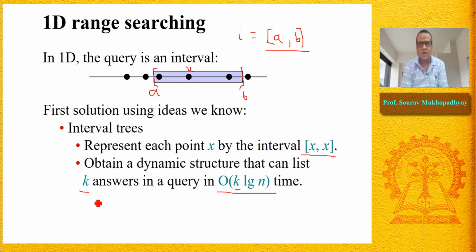Okay. But we want to do it in k plus log n time. We are not happy with k into log n time. We want to report all the points in this range in k plus log n time. So can you think of some other way to do that other than this interval search? Can you use some previous technique? We have the previous lectures, like the beginning, like sorting. Can you apply sorting on this?